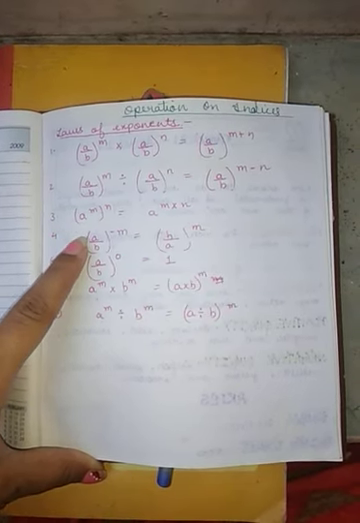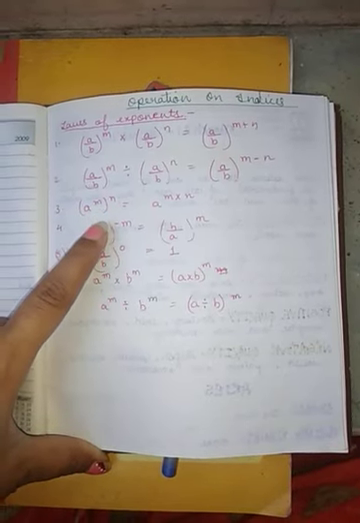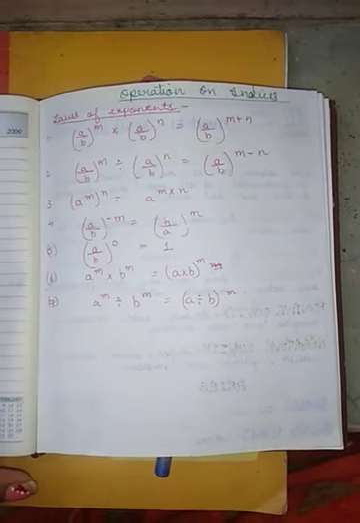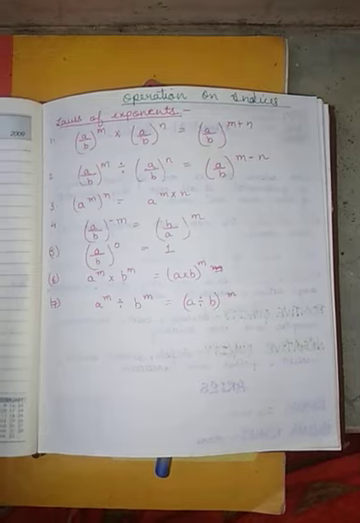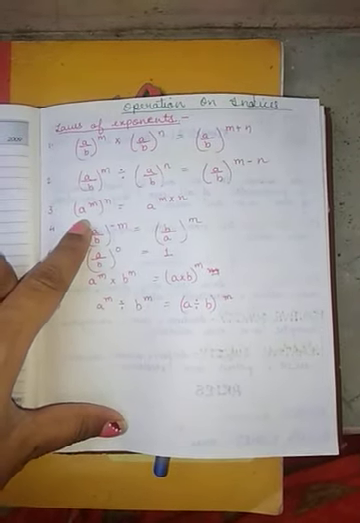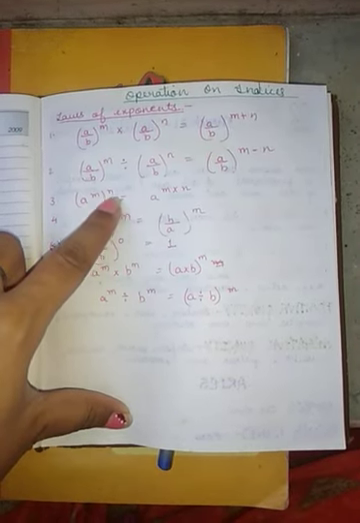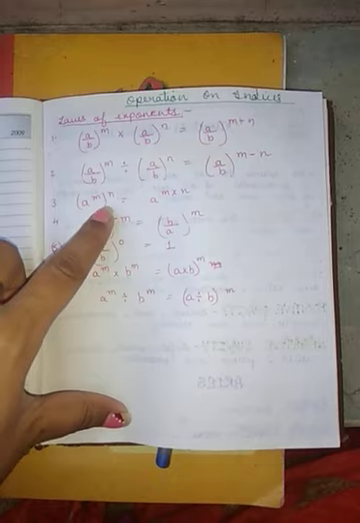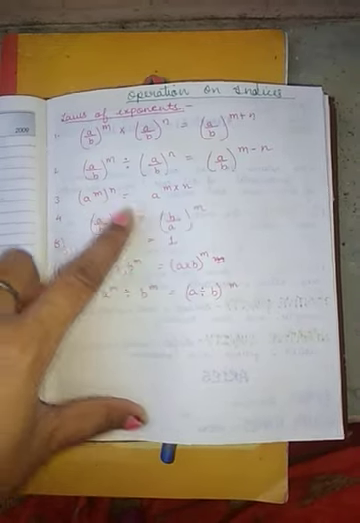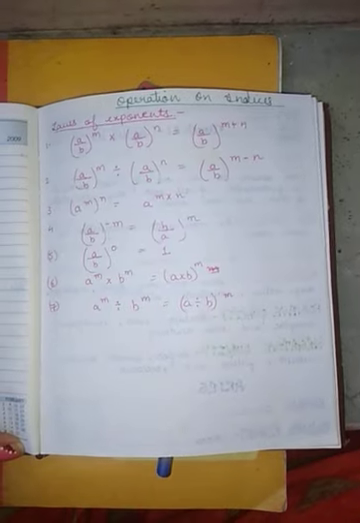Now suppose there is an exponent a raised to the power m, and then that base has another power, which is n. If a base has more than one power, here the base is a and it has one power as m and the other power n, then all the powers of the base would get multiplied.